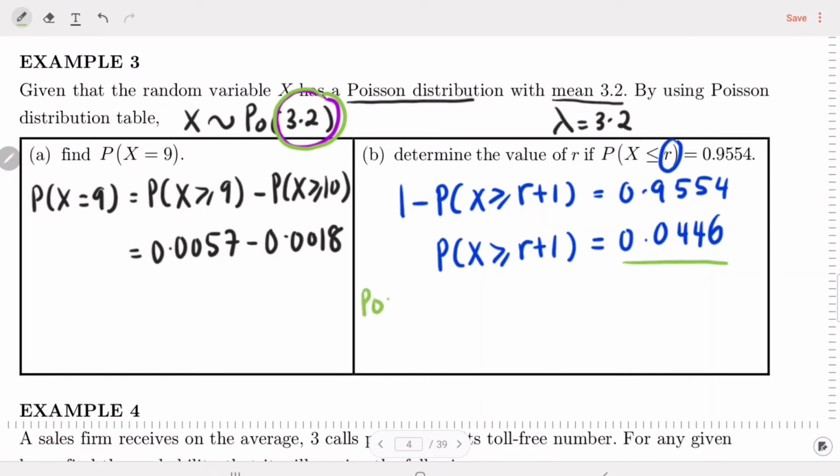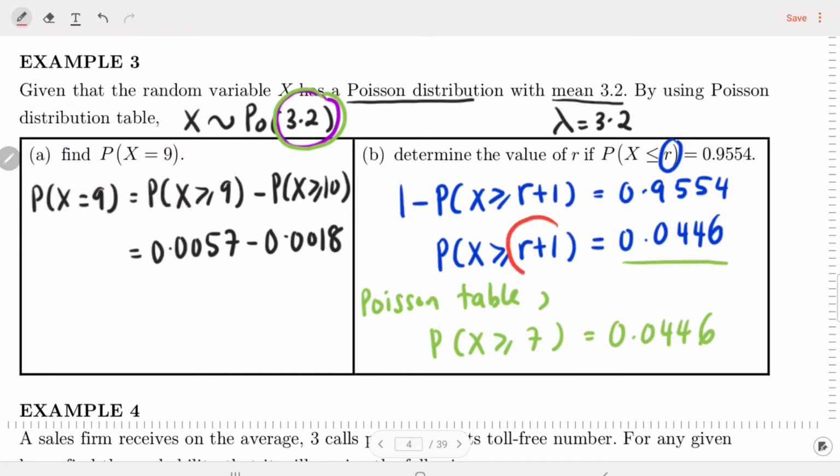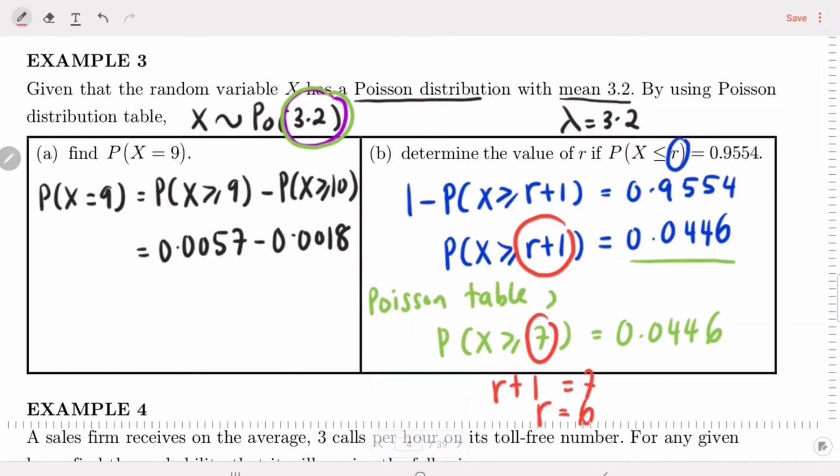From the Poisson table, probability x greater than or equal to 7 is going to give the probability 0.0446. So to find the value of R, we just compare. It means that R plus 1 equal to 7. So R equal to 6.